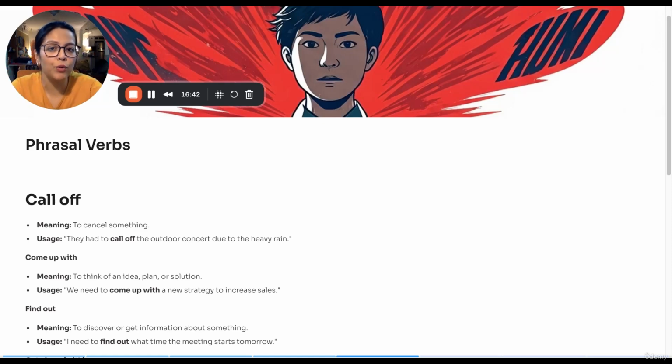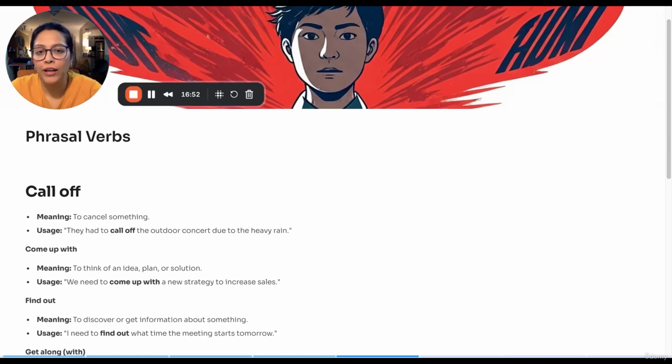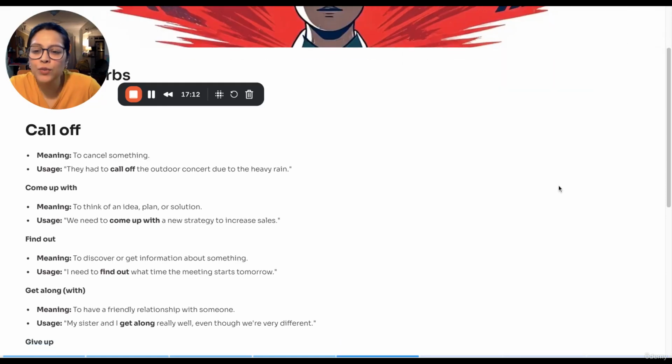So let us have a look at few of the popular. You might be wondering why use phrasal verbs, because they add flair to your language. Native speakers use phrasal verbs all the time. It shows confidence, it shows skills, and it is fun to use them. So let's have a look at few of the popular ones. First one is to call off.